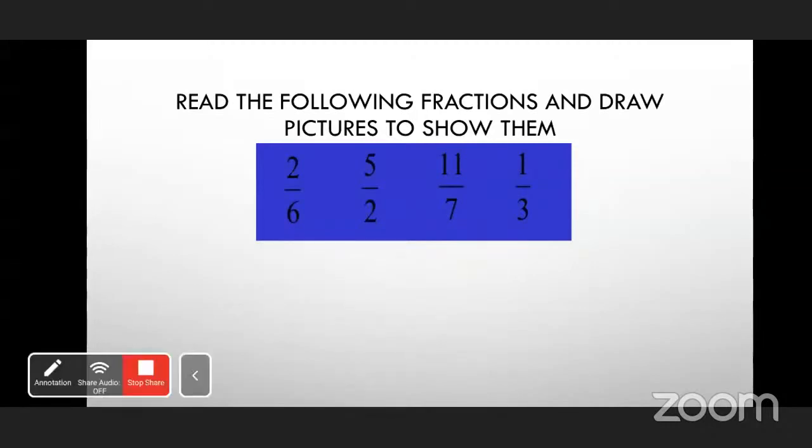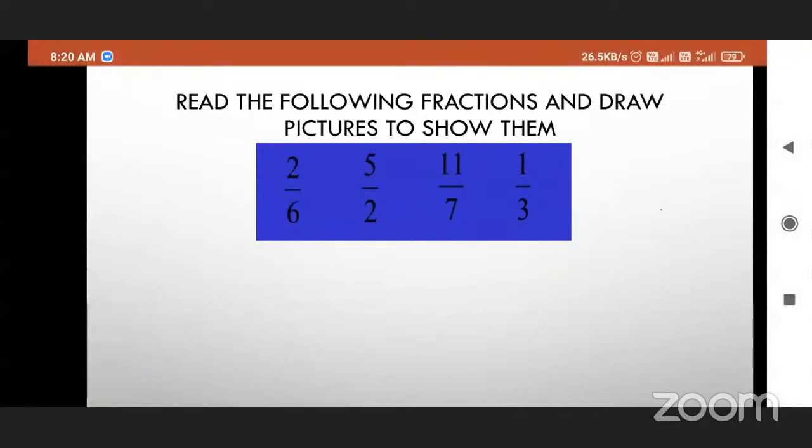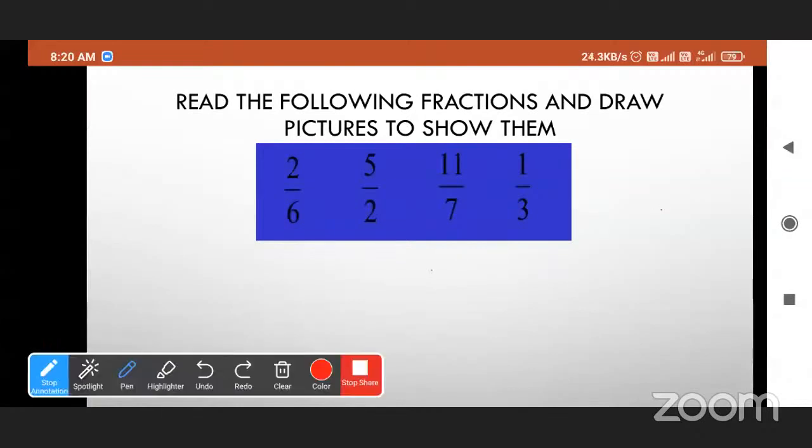Okay, good. Now, can you show the following fractions on the picture? In the first one, we will draw a circle. 6. Out of 6, how many parts do we have to color? 2. Okay.